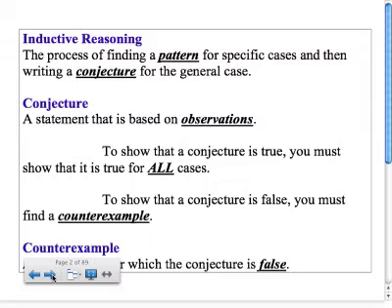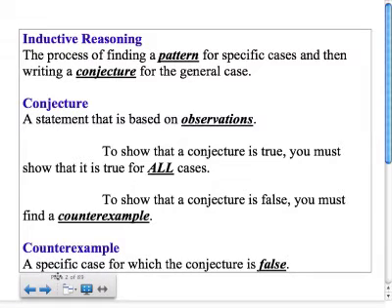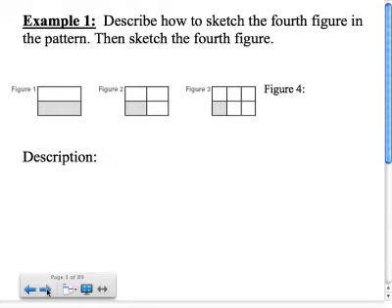To show that a conjecture is true, you must show that it is true for all cases. If you want to show it's false, you must find a counterexample, one specific counterexample for which the conjecture is false. So for a conjecture to be true, it's got to work all the time, 100%, no doubt about it. For it to be false, just find one case where it doesn't work out, and that thing is false.